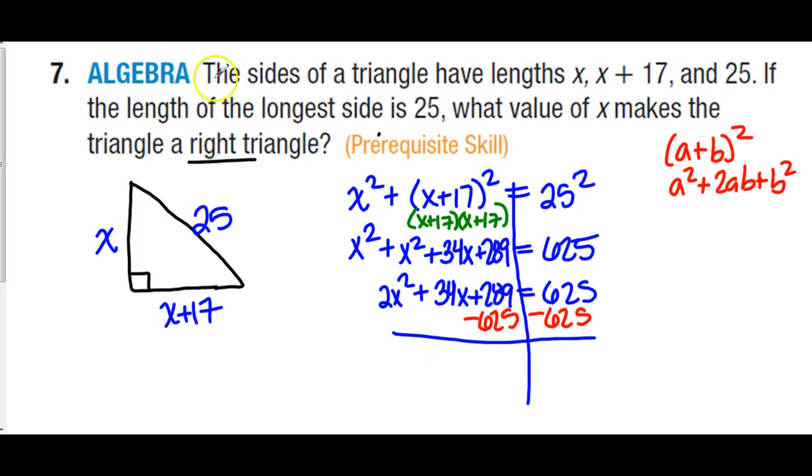That's not what I meant to do. I meant to cross this out. There we go. So I get 2x squared plus 34x, 289 minus 625. If you don't have your calculators out, we will be using it in just a second to guess and check. So go ahead and grab it. Press pause if you need time. 289 minus 625, we get minus 336 equals 0. What can I do from here?